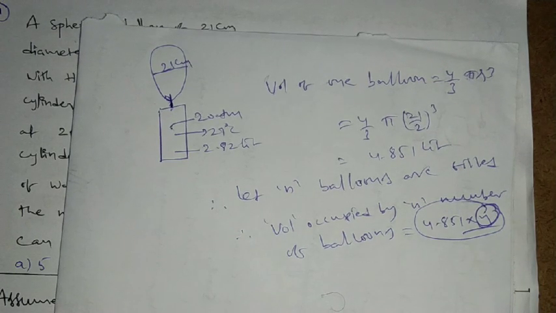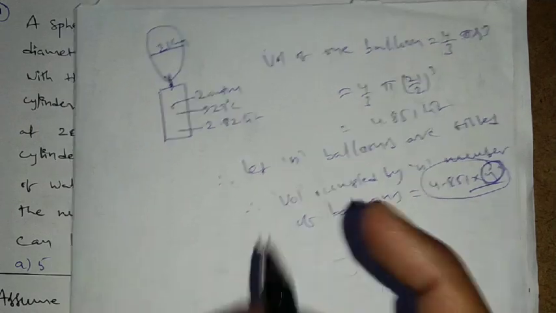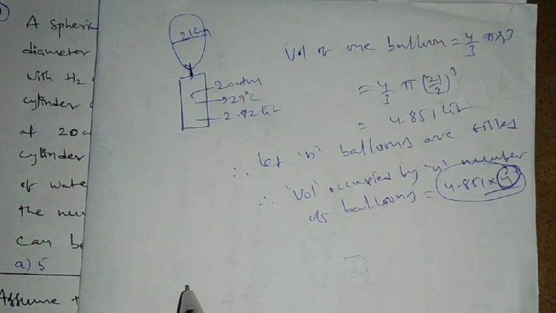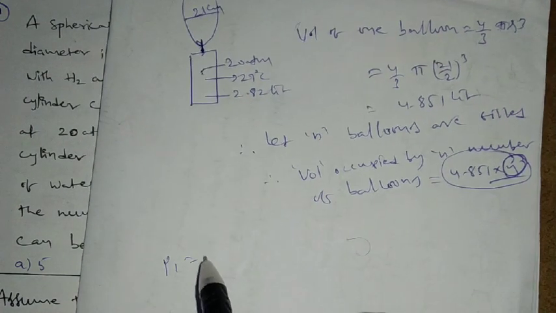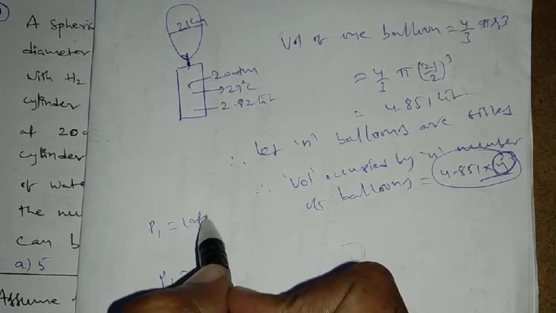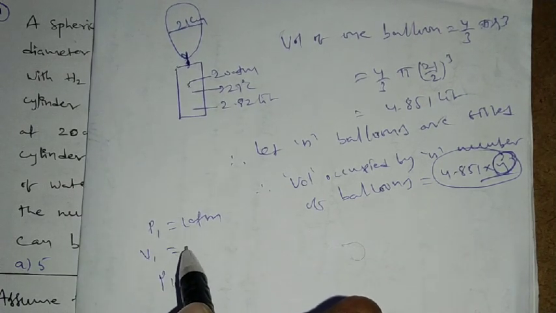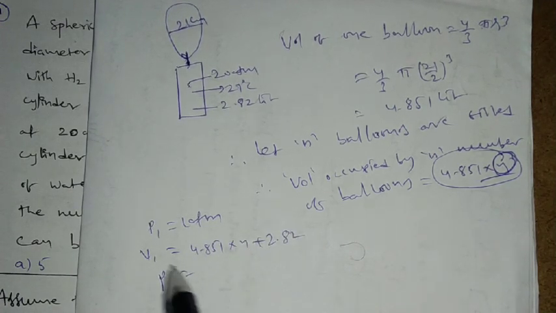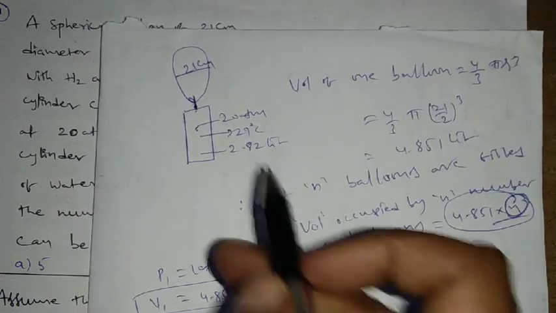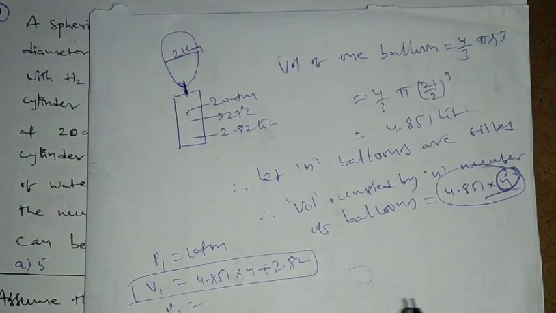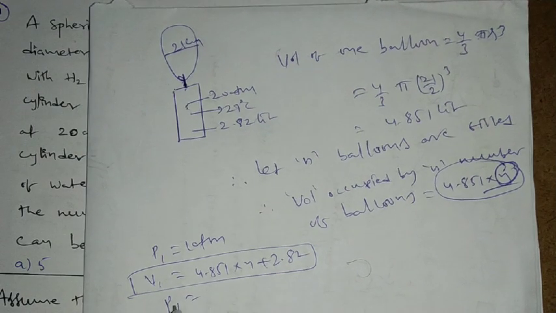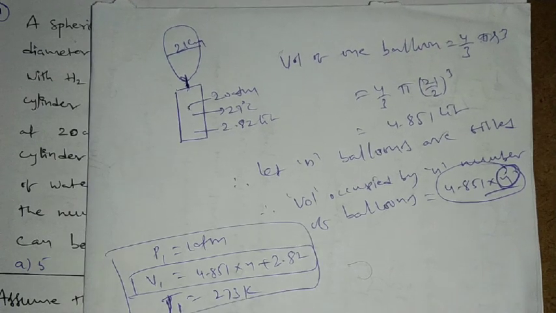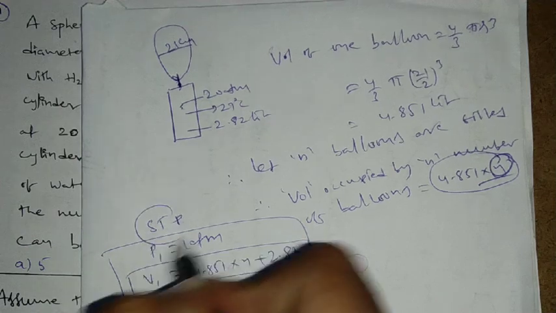Is it clear? Now, what are the conditions here? Two conditions are given. These are the STP conditions. What are the STP conditions here? P1 equal to 1 atmosphere. V1 equal to 4.851 into n plus 2.82. Why do I add 2.82? Because this cylinder already contains 2.82 liters of gas. Is it okay? Temperature T1 equal to 273 Kelvin. So these are the conditions at STP or NTP.